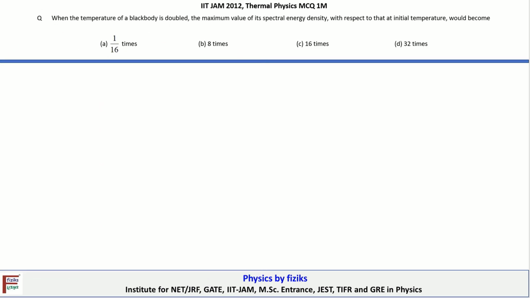So in this video we are going to discuss the question in thermal physics which appeared in IIT-JAM 2012 examinations. Okay, the first question is, when the temperature of the body is doubled, the maximum value of its spectral energy density with respect to that at initial temperature would become.